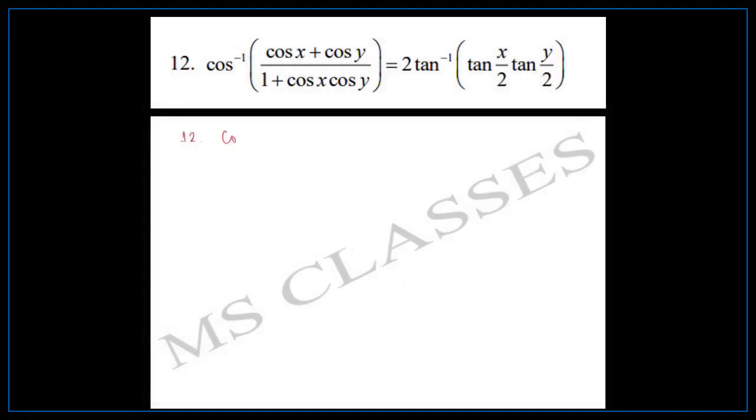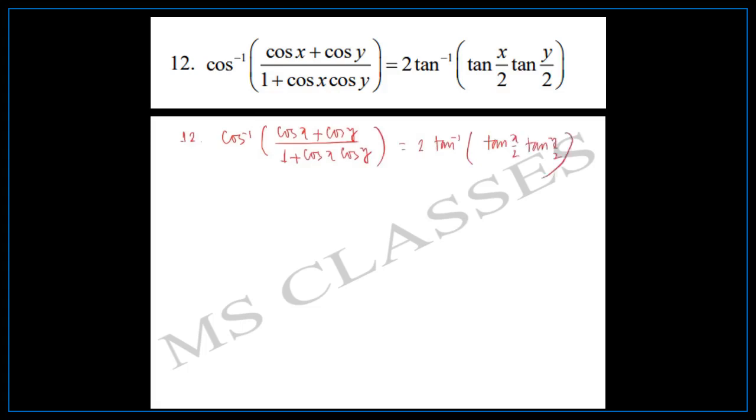It is given cos inverse of cos x plus cos y divided by 1 plus cos x cos y equals 2 tan inverse of tan x by 2 tan y by 2. So this is what you have to prove. It is given cos inverse of cos x plus cos y by 1 plus cos x cos y, and you have to show that it's equal to this.